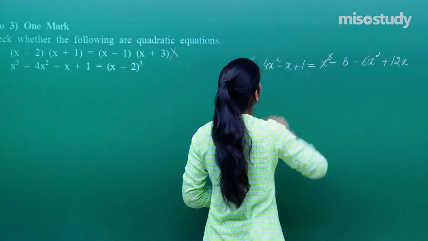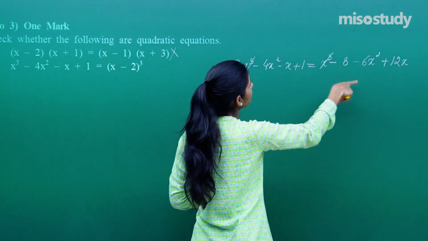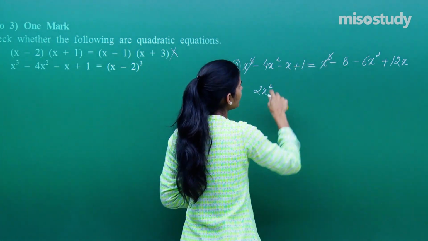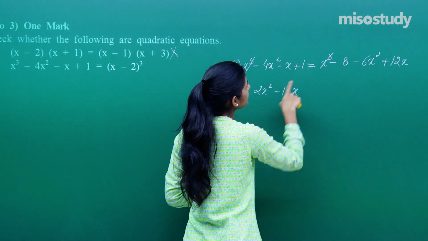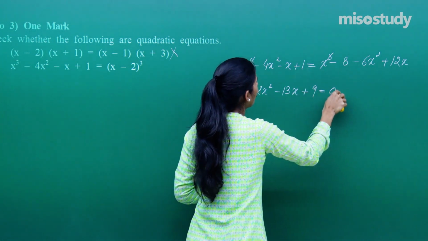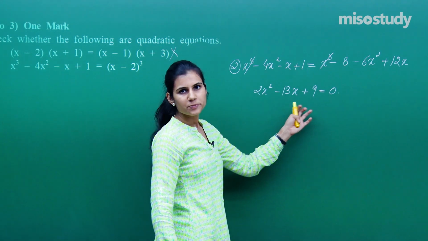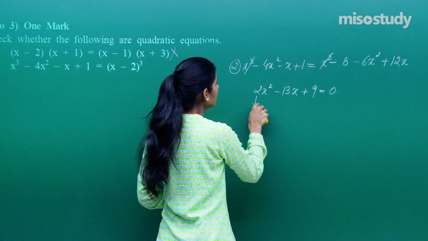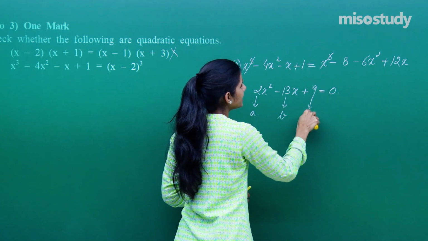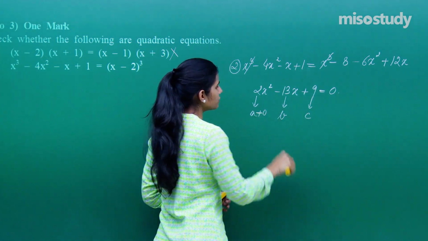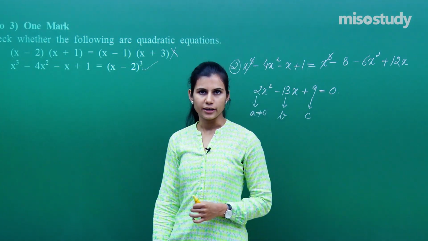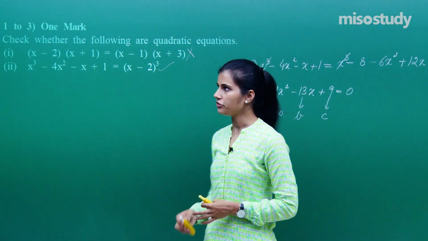Clearly x cube cancels out. You have minus 4x square plus 6x square, 2x square, minus x minus 12x is minus 13x, plus 1 plus 8 is plus 9. Obviously, it resembles ax square plus bx plus c where a is not equal to 0, because 2 is playing the role of a, minus 13 is playing the role of b and 9 is playing the role of c, and a is not equal to 0. So yes, this is definitely a quadratic equation.